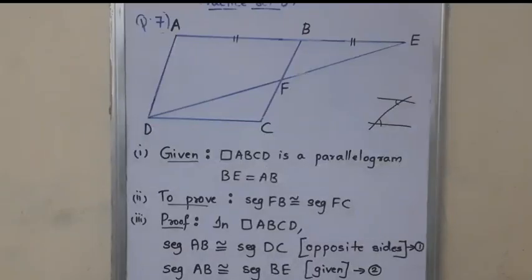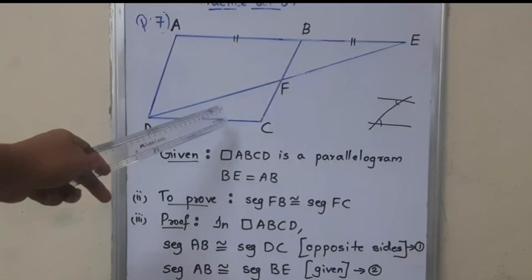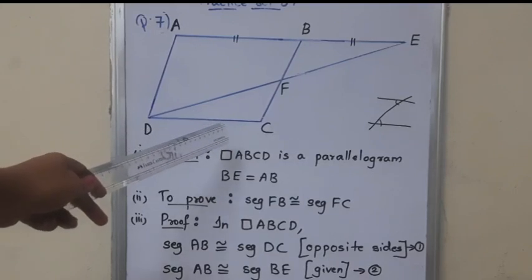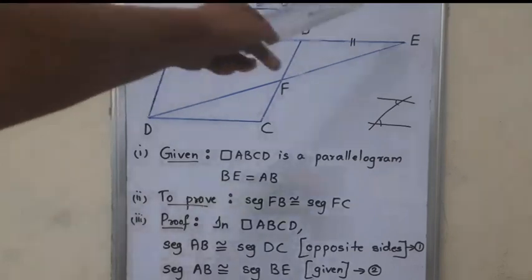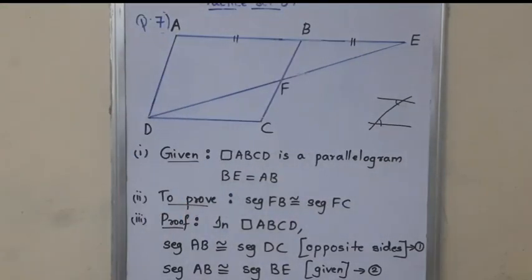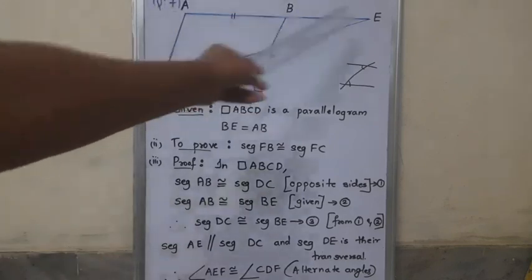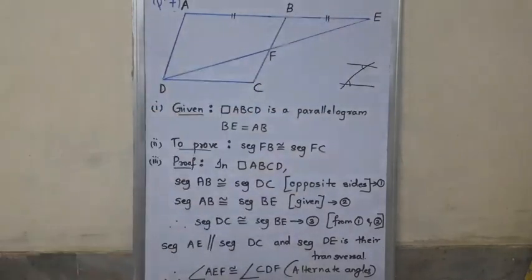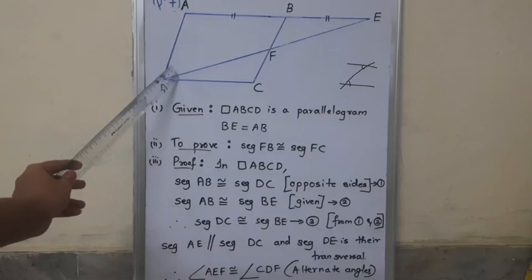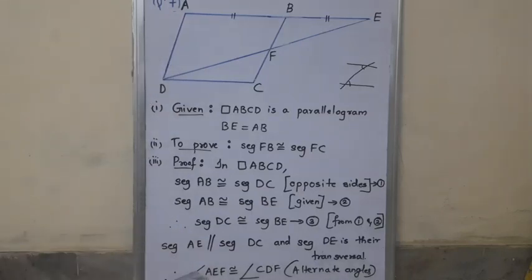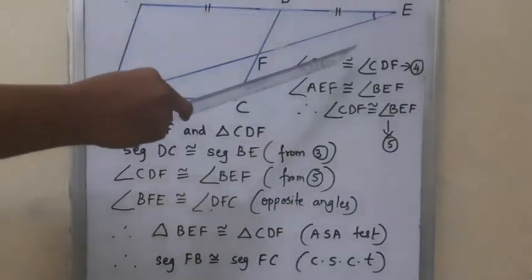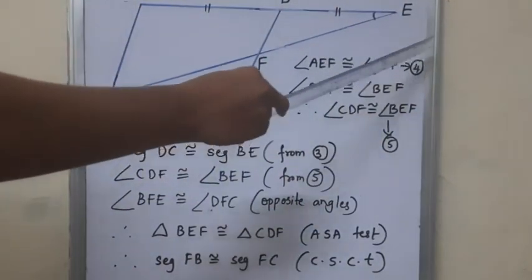Now we will come to properties of parallel lines. Here we know AB and DC are opposite sides, hence they are parallel to each other. Now here we are taking, instead of AB, AE, because AE is also parallel to DC, and DE as the transversal. Then we have these two angles as alternate angles, and hence they are congruent. Angle AEF, this angle, and angle CDF, this angle. Both are alternate angles, hence they are congruent to each other. We have written the same thing here. Angle AEF is congruent to angle CDF. Let it be equation number 4.